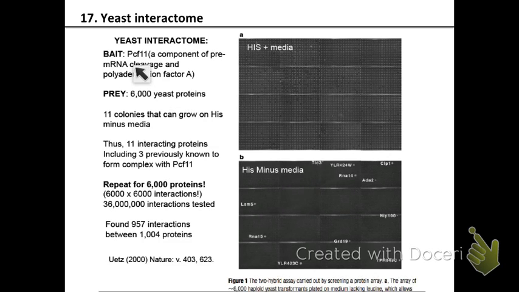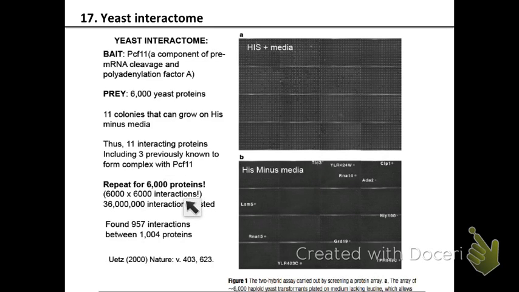In this case, the bait was PCF11, which is a component of the pre-mRNA cleavage and polyadenylation factor. And the prey was the 6,000 yeast proteins. So they tested this and asked, which of these 6,000 yeast proteins actually interact with PCF11? What they found is 11 colonies that can grow on the His minus media. So there were 11 interacting proteins. They knew that 3 of them were previously known to be interacting, so kind of validating that the assay is working, right?